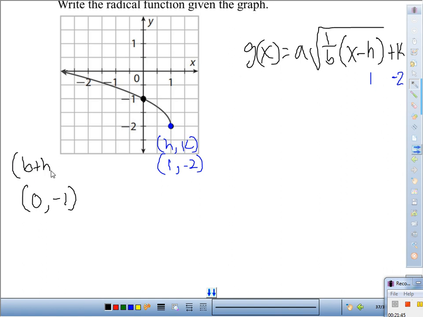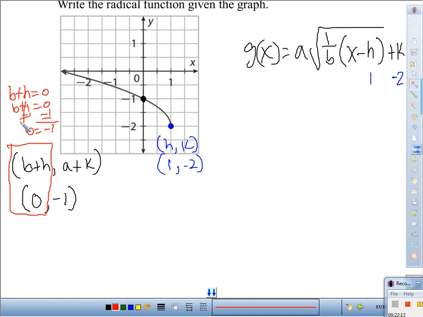B plus h or a plus k. So in order for me to solve for b, I use this value, which is a 0, and I write b plus h equal to 0, but instead of h, what is h now? 1. So I write b plus 1 equal to 0, minus 1 minus 1, so b equals negative 1, and that goes right there.